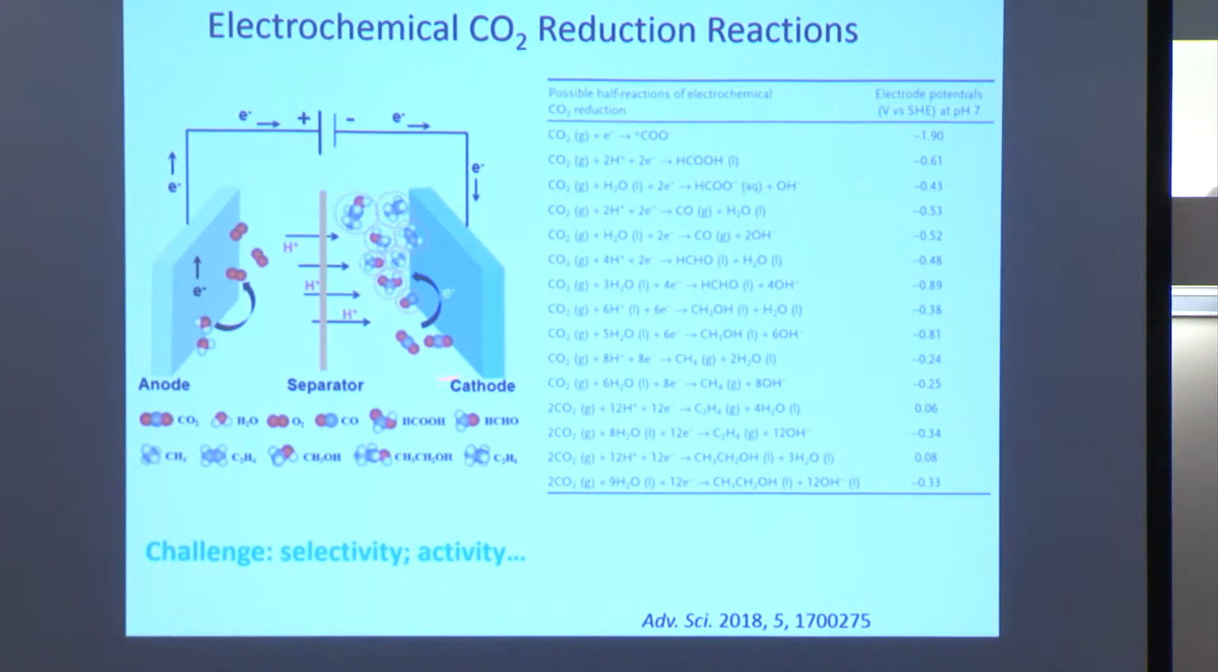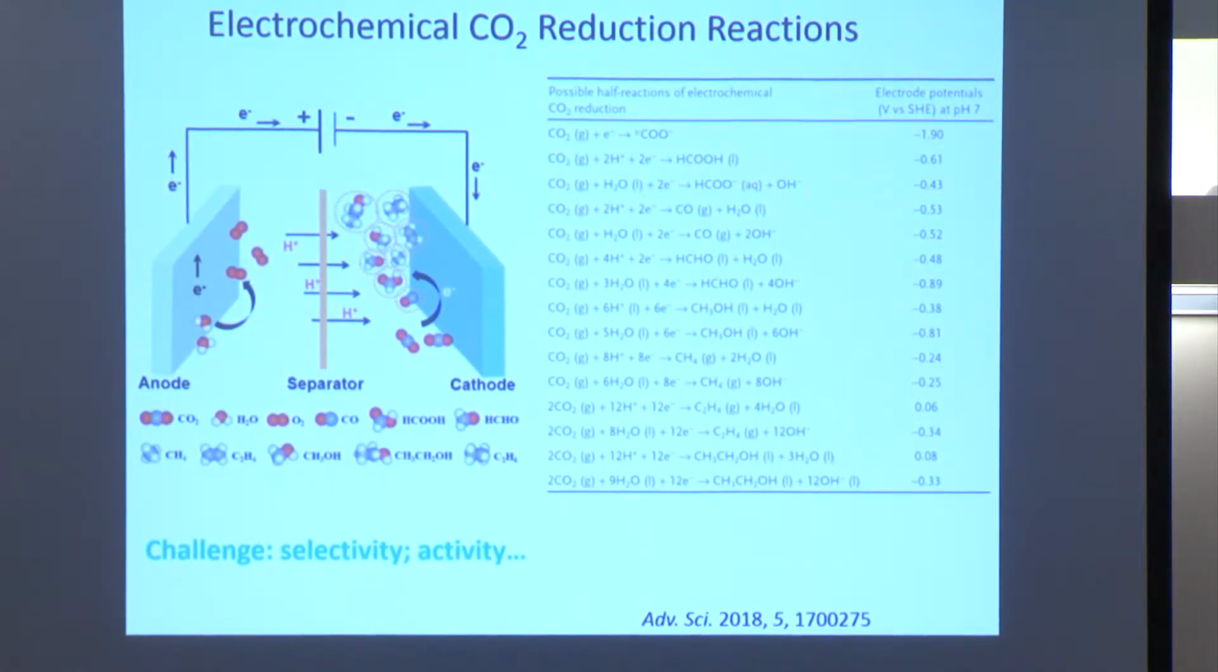on one side you have the cathode where reduction reactions take place, and carbon dioxide is getting reduced. And then typically on the other side, you get some oxidation reaction going on. For example, water is getting oxidized to oxygen. Then if we look at the carbon dioxide reduction reactions, something that you can immediately realize is there are so many possible products.